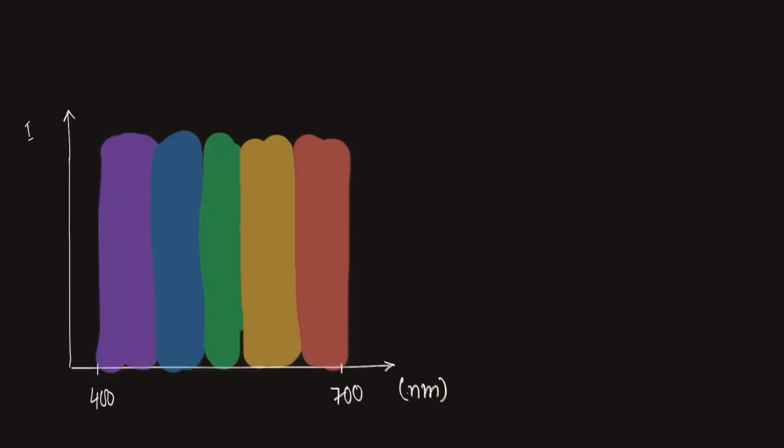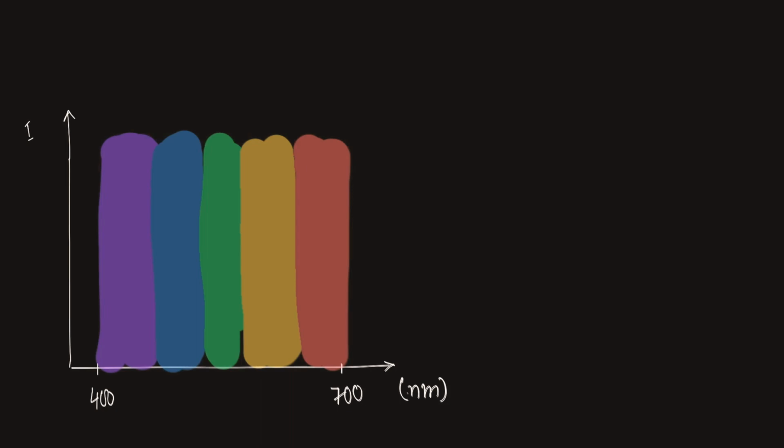Welcome to a quick guide on IR spectroscopy. Over here I have a graph. On my x-axis I have wavelengths of visible light, so I have purple, blue, green, RGB. And on the y-axis I have their intensities.